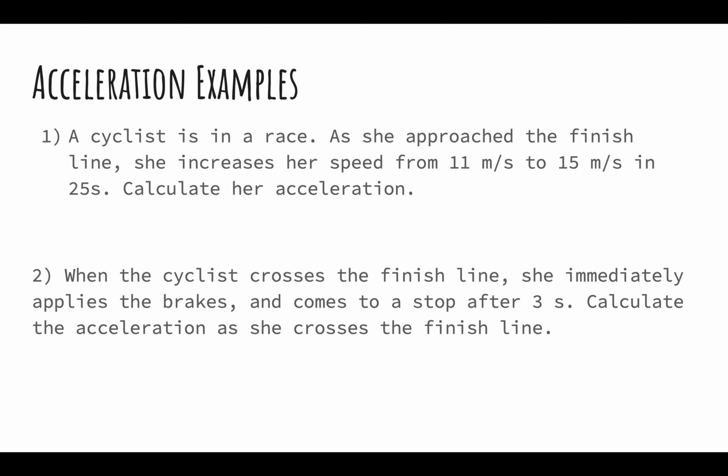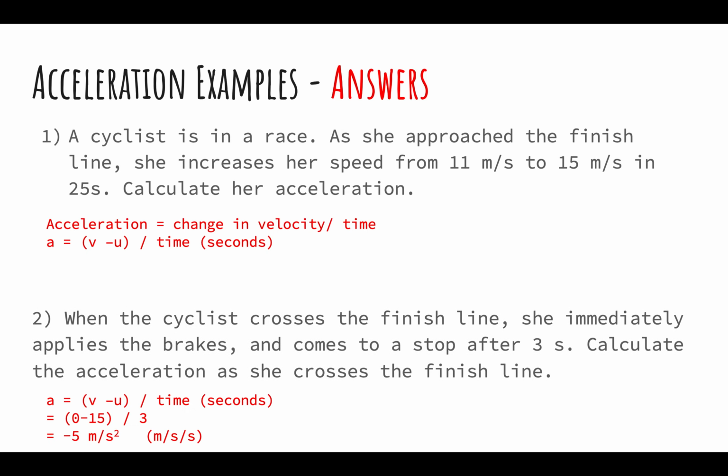So all we need to do is recall that equation. Okay, so acceleration is the change in velocity divided by time, v minus u divided by time. So her final velocity would be 15, her initial velocity would be 11, and the time would be 25. So 15 minus 11 divided by 25. So that gives you 4 divided by 25, which is 0.16 meters per second squared.